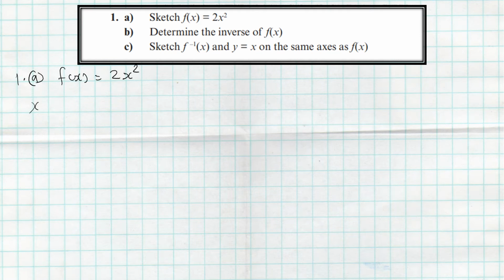So for the x-intercept, we have to let y be equal to 0. So we have to let y be 0.